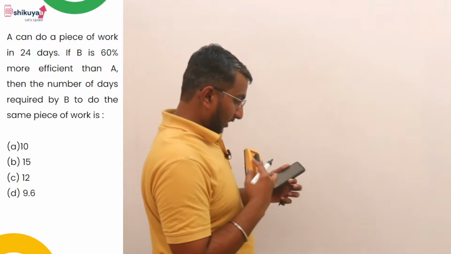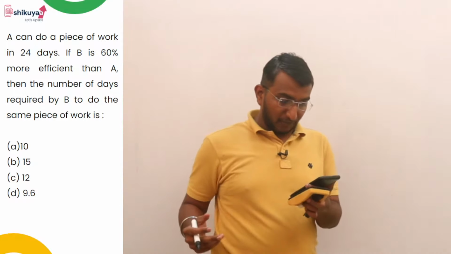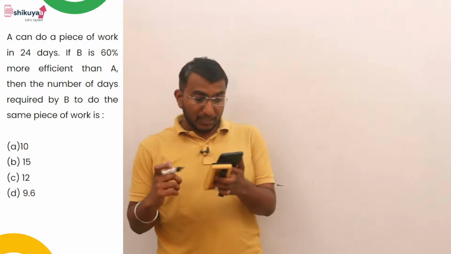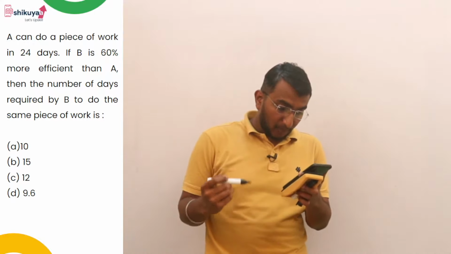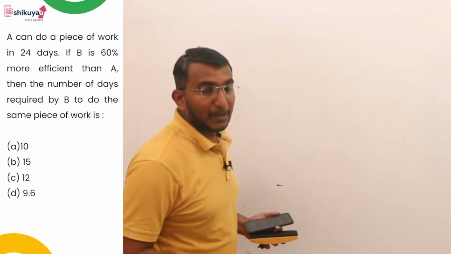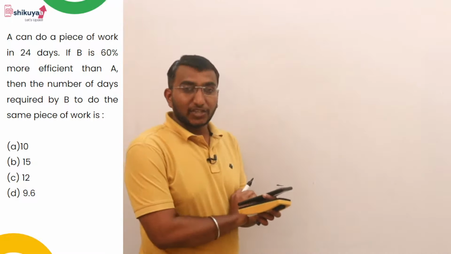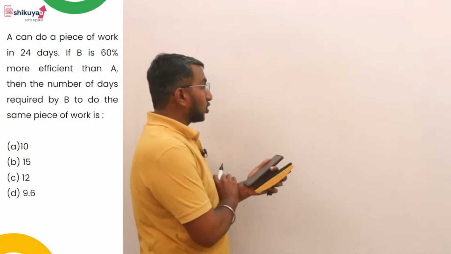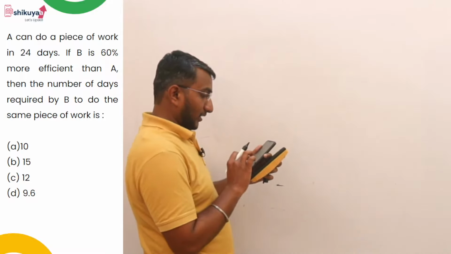Okay, the next example is: A can do a piece of work in 24 days. If B is 60% more efficient than A, then find the number of days required by B to do the same piece of work. It is a simple example of application, I could say, of ratio and proportion. So how can I solve that? Just look at the way.